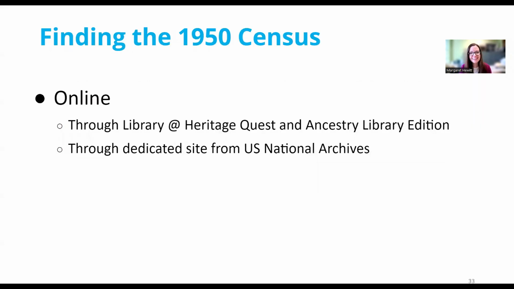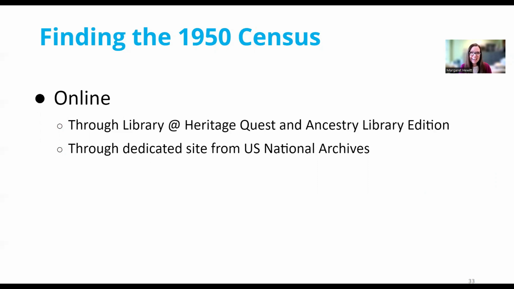So where do we find the 1950 census? You're going to find it online. The only place you can view it is through various websites online. It's not available on microfilm. You can find it through your library system on both Heritage Quest and Ancestry Library Edition. You can obviously also find it on genealogy sites like Ancestry.com or Family Search.